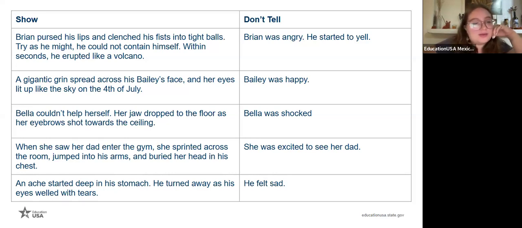For example, here, Bella was shocked. Okay. Bella couldn't help herself. Her jaw dropped to the floor as her eyebrows shot towards the ceiling. So it's describing this feeling of being shocked without even saying that Bella was shocked, if that makes sense. Again, it is a little bit more creative, but it still might be useful when you're describing a specific experience that maybe shaped who you are as a student, or a story somebody told you once. You don't want to say, oh, this person told me this, period, right? You want to make it a little bit more creative.